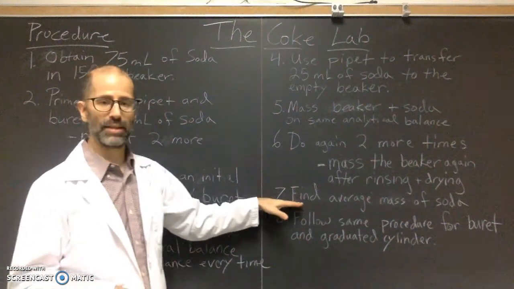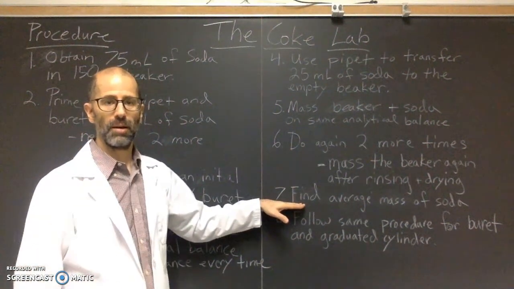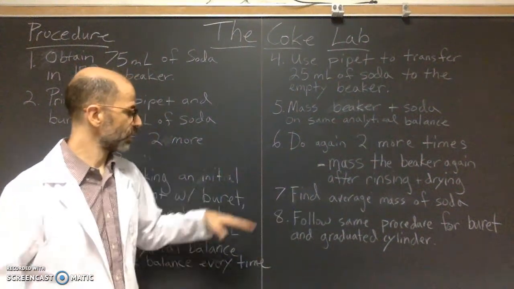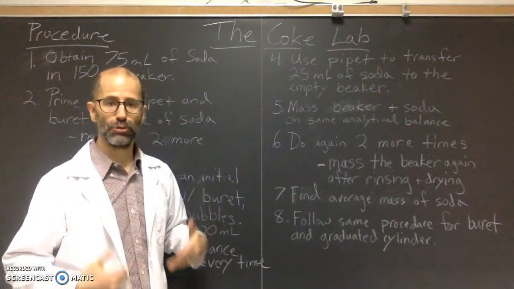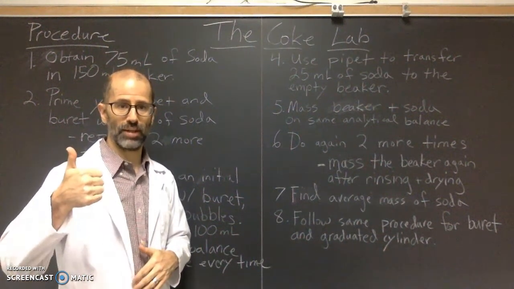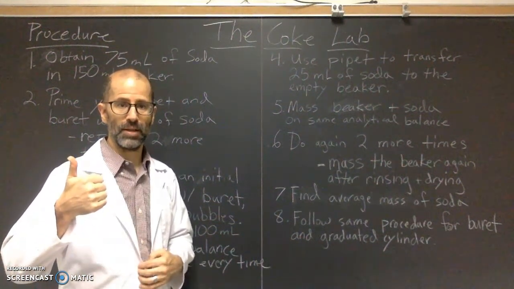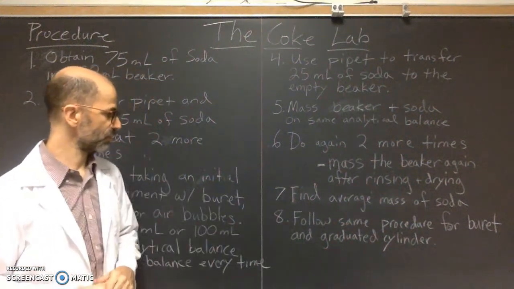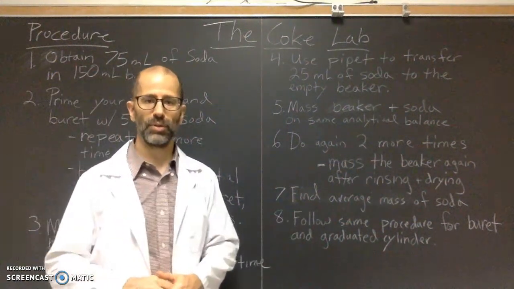Once you find the masses of your sodas, you've got 3 masses. You're going to find the average mass, and then use the average mass to find the density, right? So you know the volume, right? So the volume you transferred, and then you're going to follow the same procedure for your burette and your graduated cylinder.